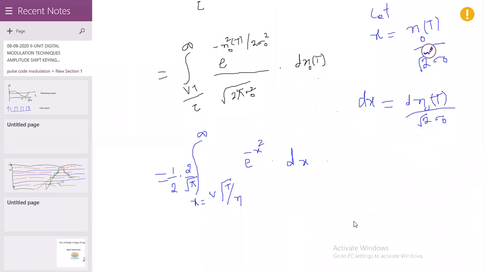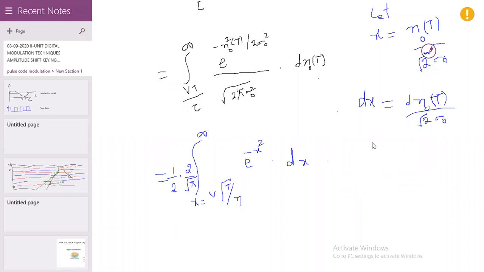Are you taking notes? So here let x is equal to n naught t by root of 2 into sigma naught, taking dx, and then we can replace this one here, we will get this one. Hello, do you follow? Ma'am, please explain the x limits once. How did the x limits come about?